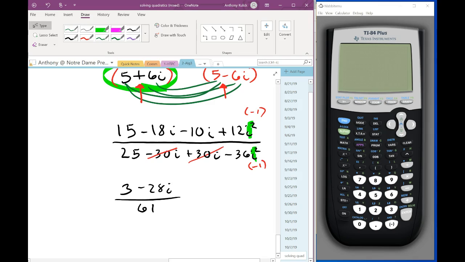Notice in the denominator, no i's, right? So this is now back to the very first example A, where I have a complex number divided by a real number. So all I need to do is just write this as 3 over 61 minus 28 over 61i. And we're done.